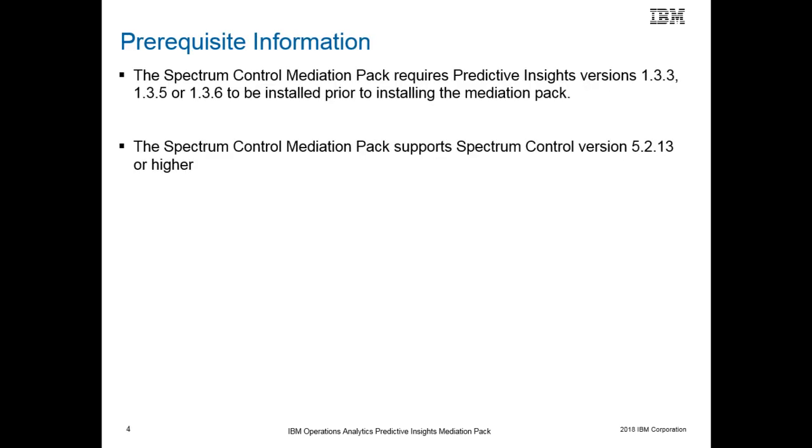The following is a list of prerequisites that are needed for the Spectrum Control Mediation Pack. Predictive Insights versions 1.3.3, 1.3.5, or 1.3.6 must be installed prior to installing the Mediation Pack. The Mediation Pack supports Spectrum Control version 5.2.13 or higher.